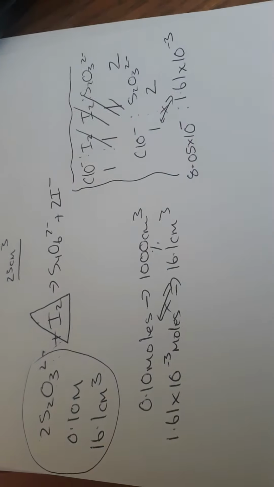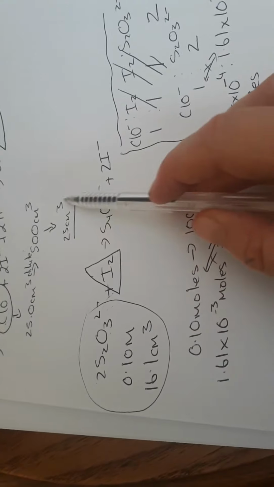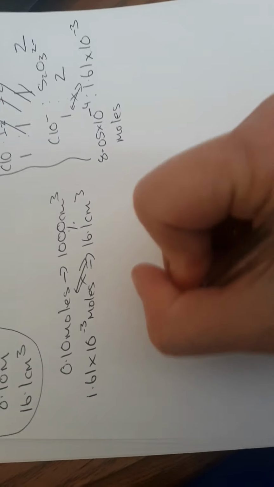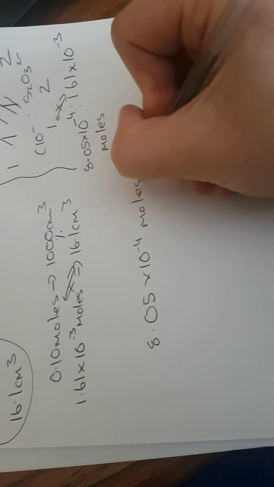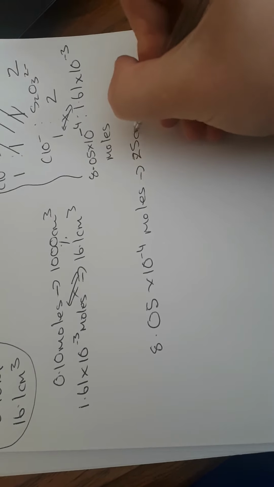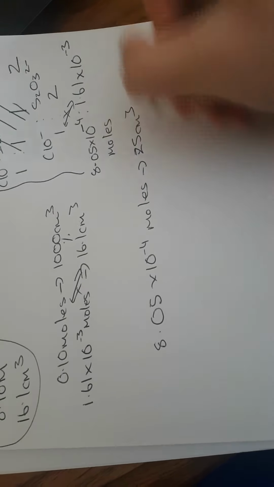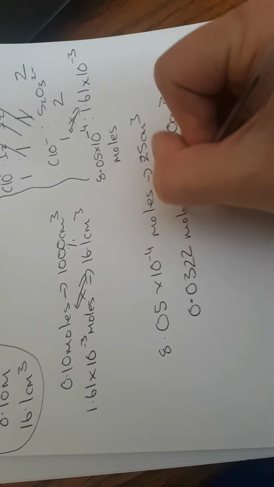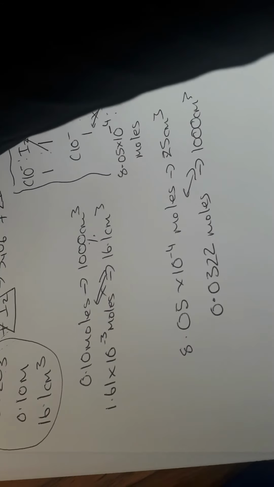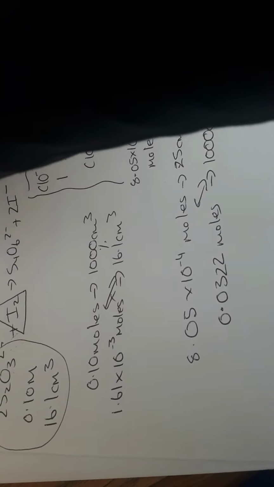Now, I'm asked for the moles per litre, but in this question, I have only used 25 centimetres cubed. So 8.05 by 10 to the -4 moles, and that's in 25 centimetres cubed. But I need to find it in moles per litre, so that's 1,000 centimetres cubed. So I multiply it by 1,000 and I divide by 25, and that gives me 0.322 moles.